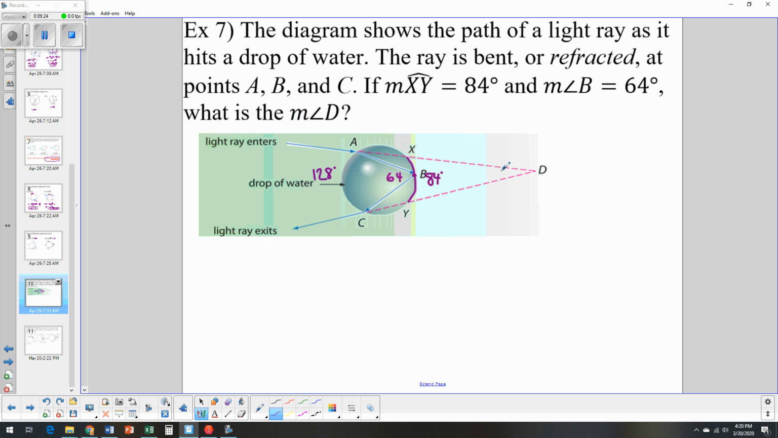Now, to find angle D over here, I have the outer arc of 128, the inner arc of 84, and I'm finding angle D. So now this is outside. I'm going to use angle equals outer minus inner over 2. So x equals 128 minus 84 over 2. And I can simplify this. I get 44 over 2. And the measure of angle D is 22 degrees.